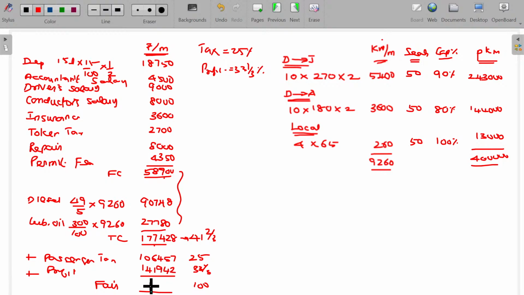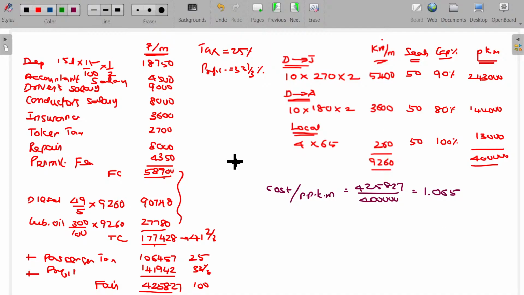1,41,942. Your fare being 4,25,827. This is the fare. Now find out the cost per kilometer. Cost per passenger kilometer driven. 4,25,827 rupees divided by 4 lakhs. 1 rupee 0.65 is the cost per kilometer.